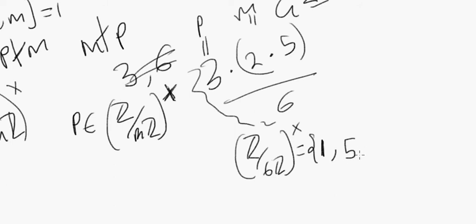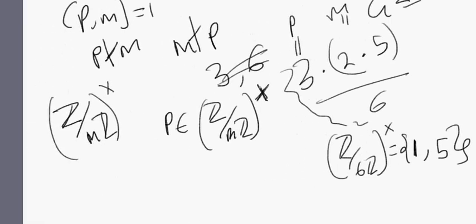4 isn't, 5, 3, 2, right. So for example, Z mod 6 Z star would be just this number here, would be 1 and 5, and it's under multiplication. And indeed, what's 5 times 5? 25. Isn't that 1 mod 6? Okay, so that's the same thing here.